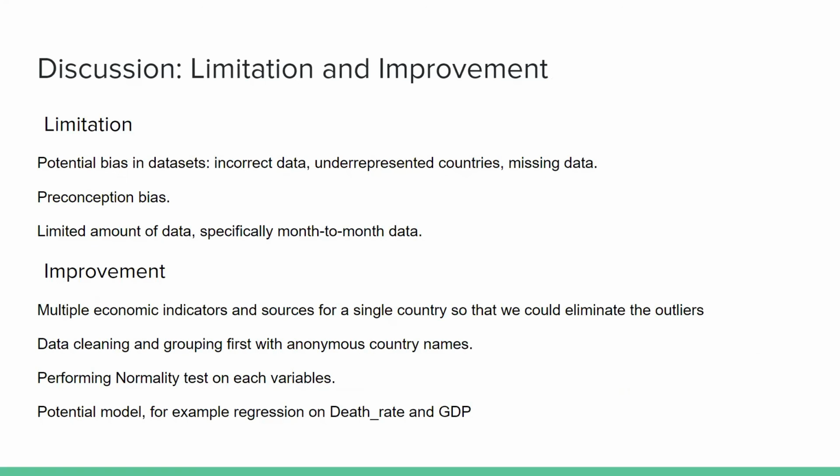We have acknowledged that our analysis has limitations such as data bias, preconceptional bias, and limited data. Notably, we have not performed normality tests on our data, which can potentially affect our results. We believe that our analysis can be further improved by using multiple indicators, data sources, and unbiased models for further predictions. Thank you so much.